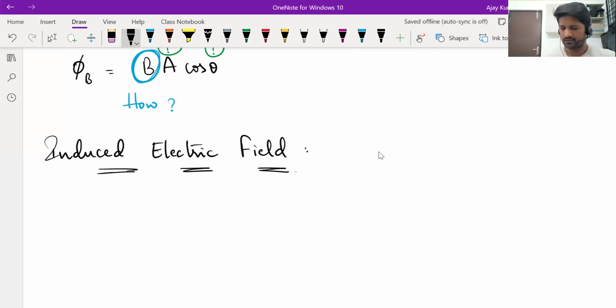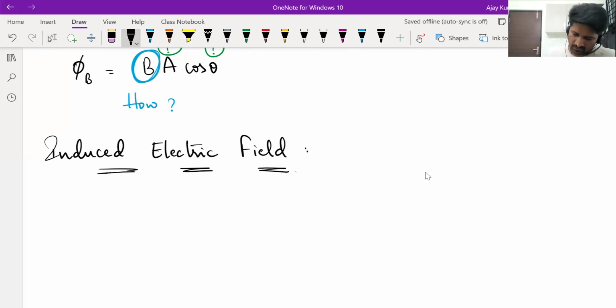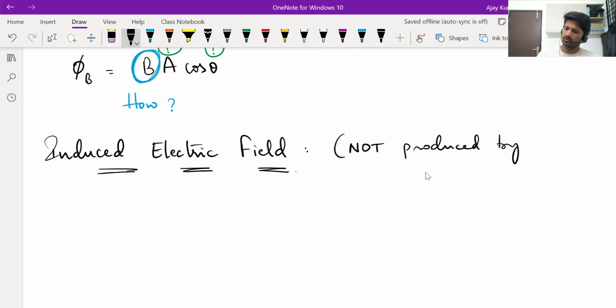Induced electric field. Basically, suppose there is some space, a region in which there is some magnetic field present. If you change that magnetic field, it automatically produces an electric field. That's all. And that electric field is what we call the induced electric field. This is not produced by charges.